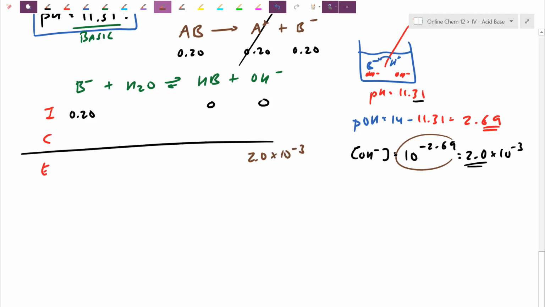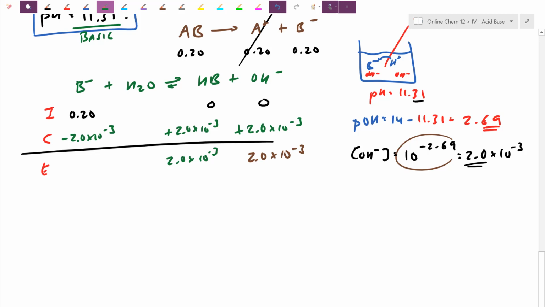Because I'm given information about the equilibrium row, great, I can then find the change. Starting from no hydroxide, I would have gained 2.0 times 10 to the negative 3. The change line follows a mole ratio, so this one also goes up 2.0 times 10 to the negative 3. These two are equal because they're in a 1-to-1 ratio, and the other one is going to have dropped by 2.0 times 10 to the negative 3.